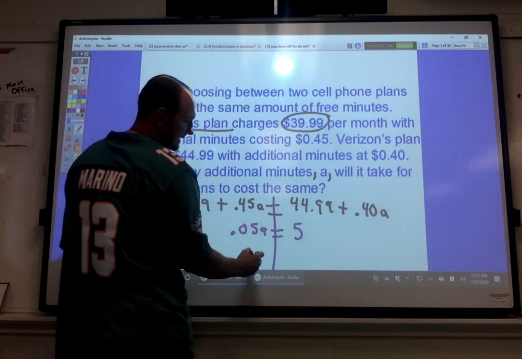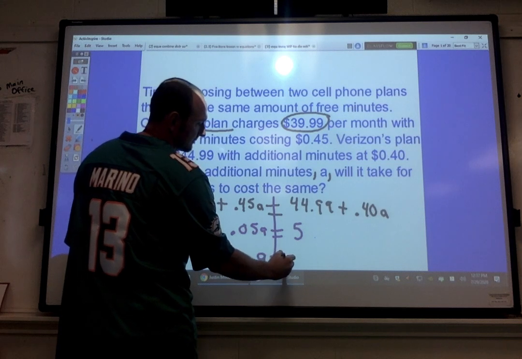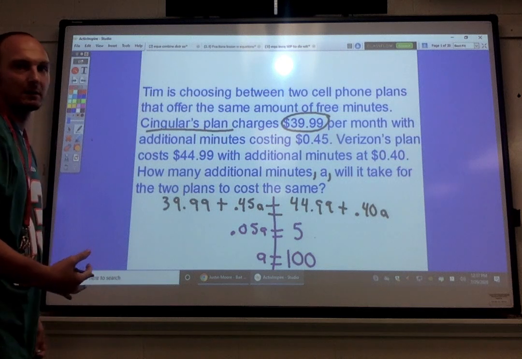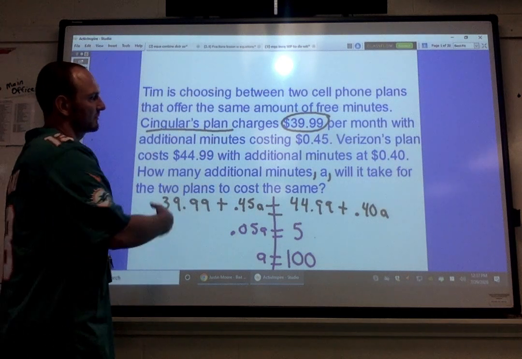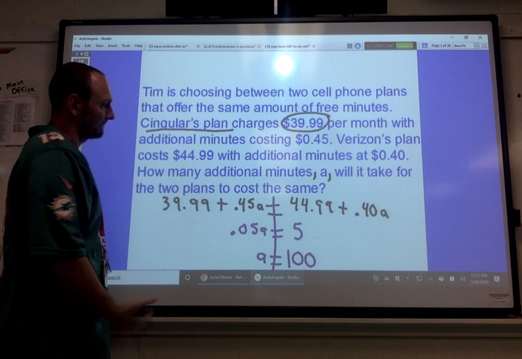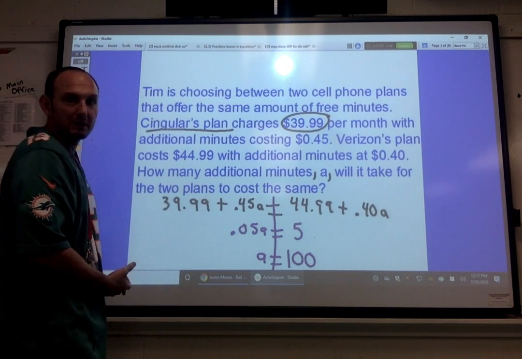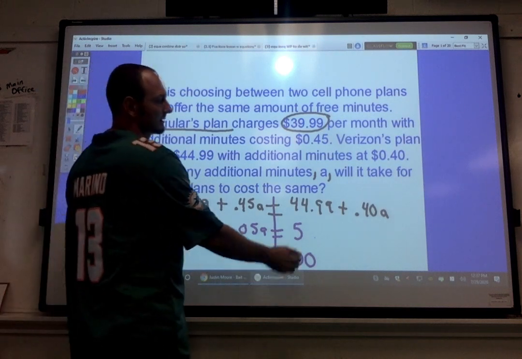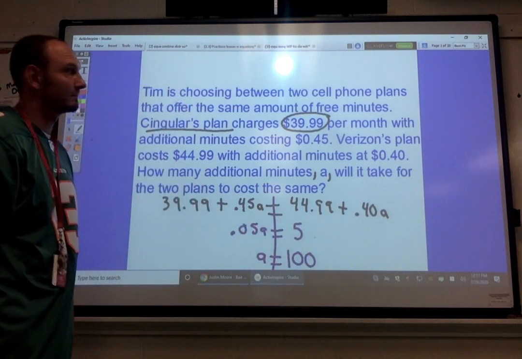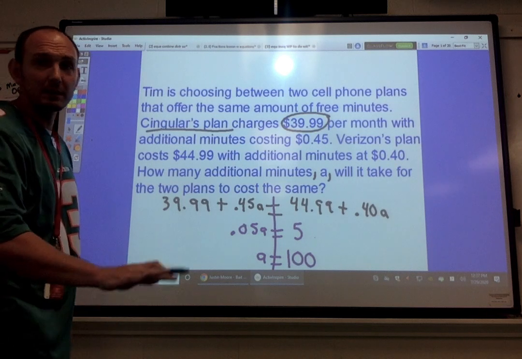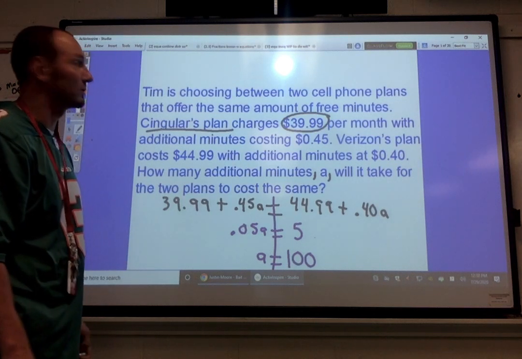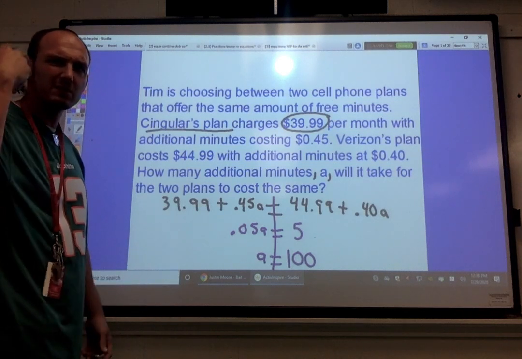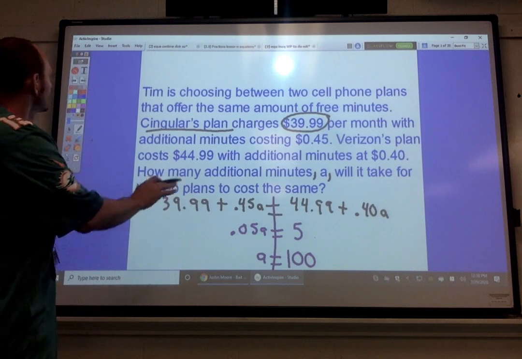So now I divide that, and we find that the number of additional minutes is 100. If I use less than 100 minutes, Singular's plan is the one I'm going to use. If I'm going to use more than 100 minutes, I'm going to go over here to Verizon. And these are made up numbers. I don't know what Verizon or Singular charge. I just use two common names so kids can see it better. So there's one example.